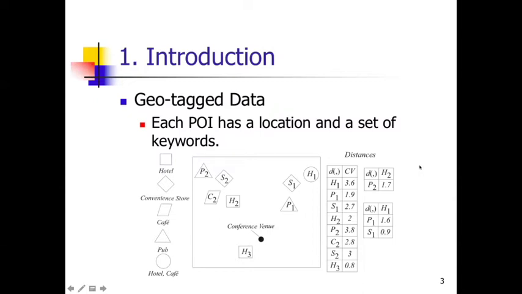Nowadays, geolocation data is ubiquitous. Many apps and web pages allow people to give comments for each point of interest they visit, and thus each point of interest not only has a location, but also has a set of related keywords. Consider the example shown in the figure. There are 8 points of interest. Each square point of interest has a keyword hotel. Each diamond has a keyword convenience store, and each trapezoid has a keyword cafe. Each triangle has a keyword pub, and each round point of interest has the keywords hotel and cafe.